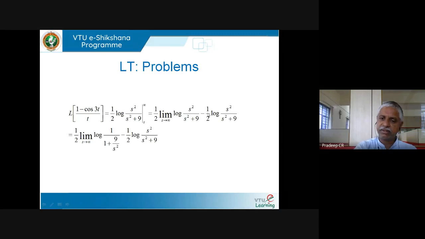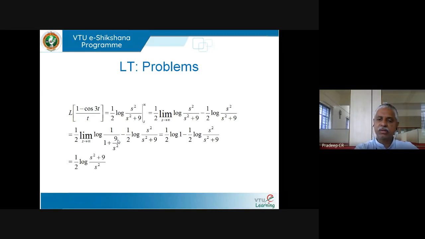Second expression, there is nothing much to do. Just retain it as it is. So first expression is half limit of logarithm of 1 by 1 plus 9 by s square. Basically, I divided both numerator and denominator by s square, and then let s tend to infinity. If s tends to infinity, this s square also goes to infinity, 9 by s square becomes 0. So 1 by 1 plus 0, which is 1. So log 1 is 0.